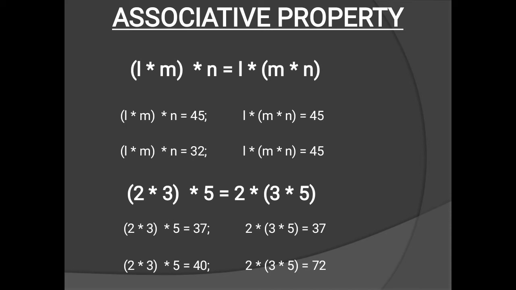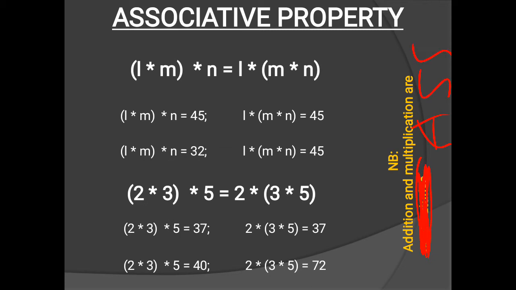But before the examples, addition and multiplication are also associative. I think there was a typing mistake. I made it commutative. No, it should be associative. So addition and multiplication are associative, just like the commutative property.